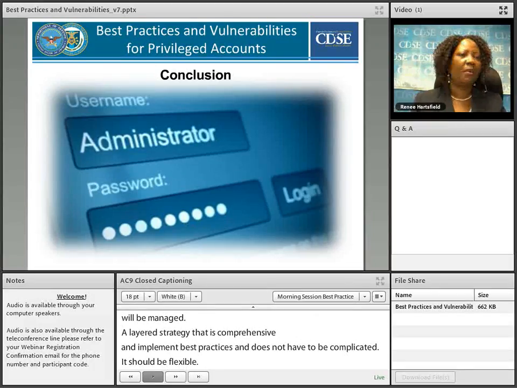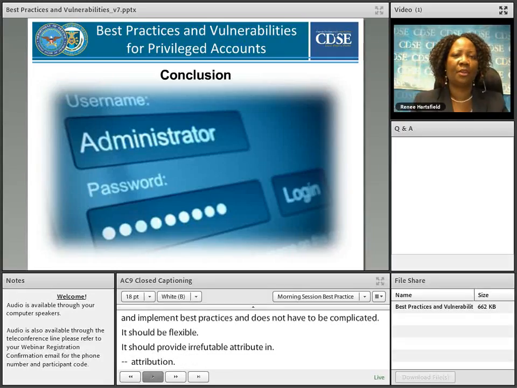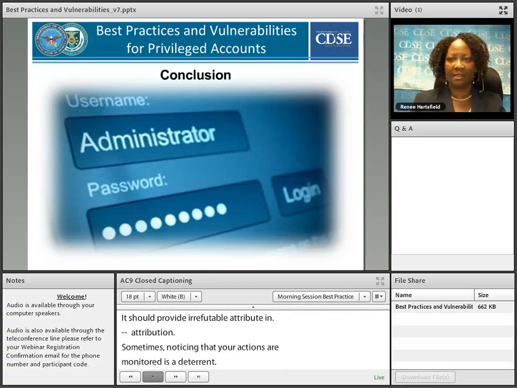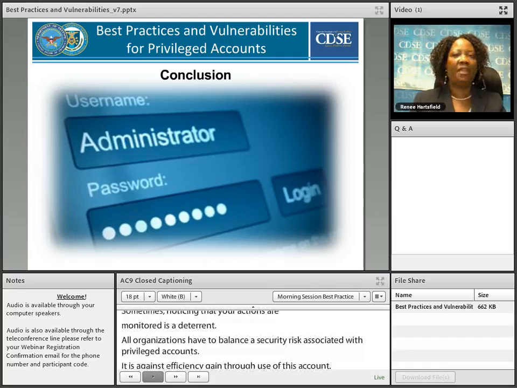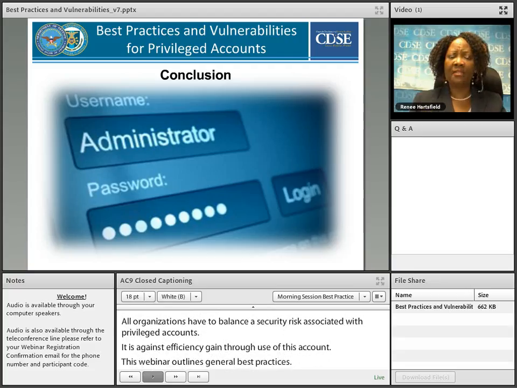To sum it all up, all organizations have to balance the security risks associated with privileged accounts against the operational efficiencies gained through the use of these accounts. This webinar outlines some general best practices and vulnerabilities associated with privileged accounts. We know that information technology and systems are an integral part to our operations, but we must stay vigilant in countering the threats that target these systems.